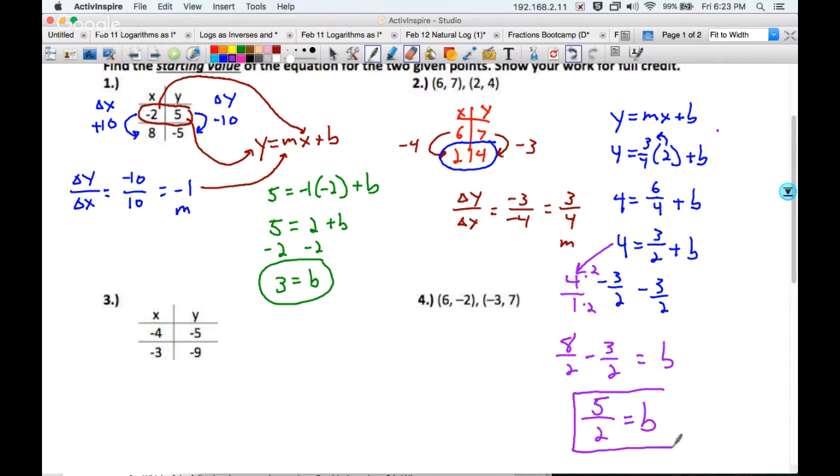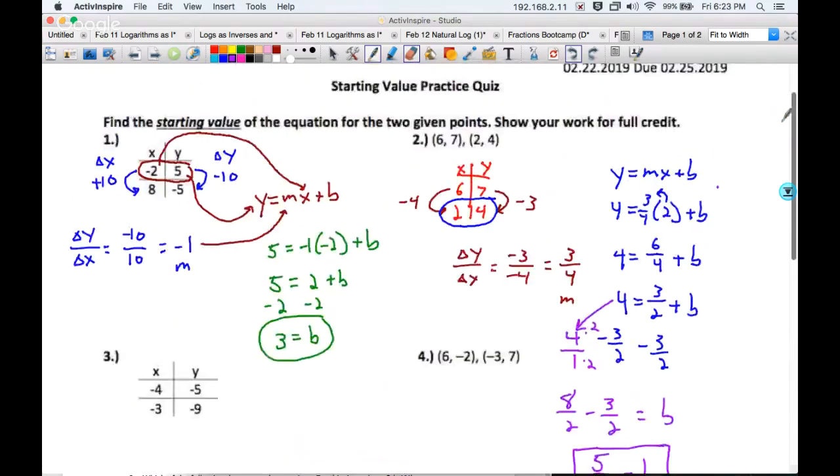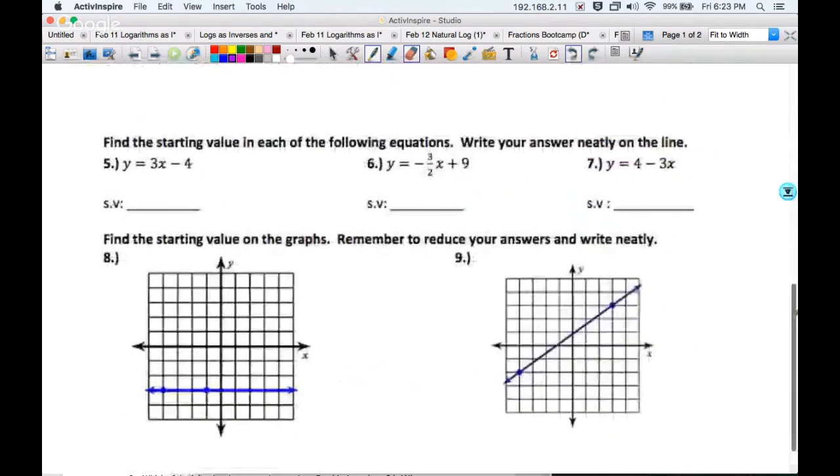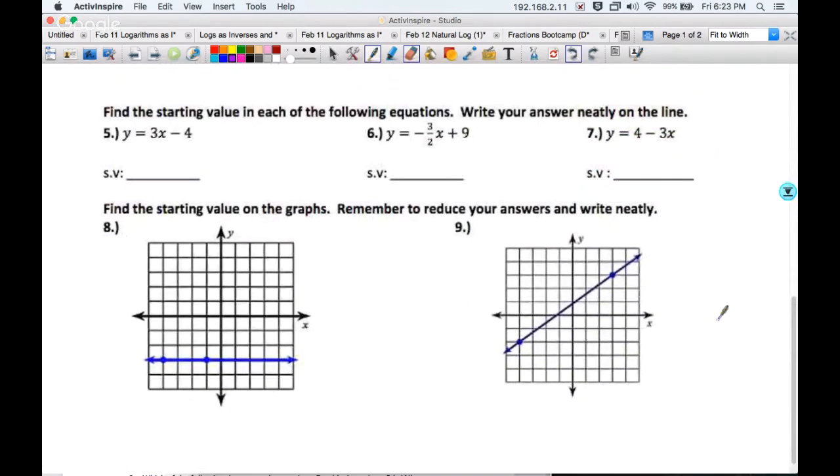Improper fractions are totally fine for starting values. That's what I would rather see. All right, so that's number 2. 3 and 4 are very similar. Let's go look at starting value from an equation.